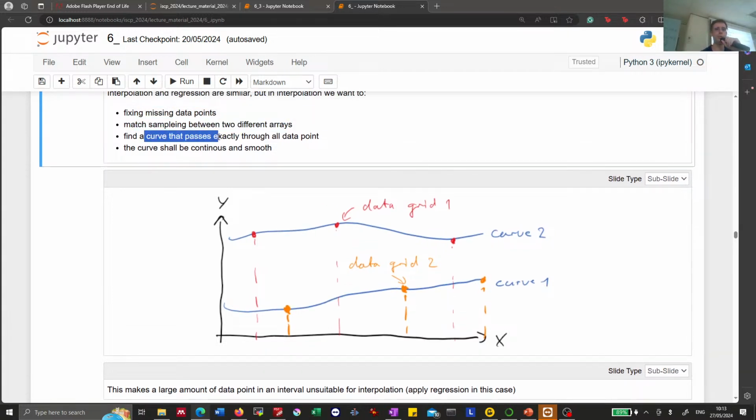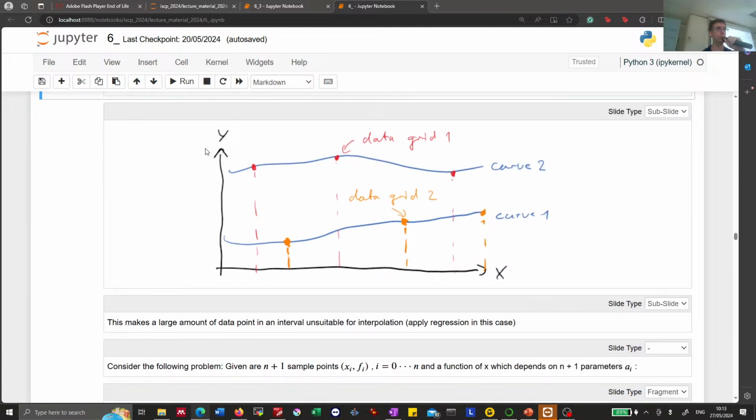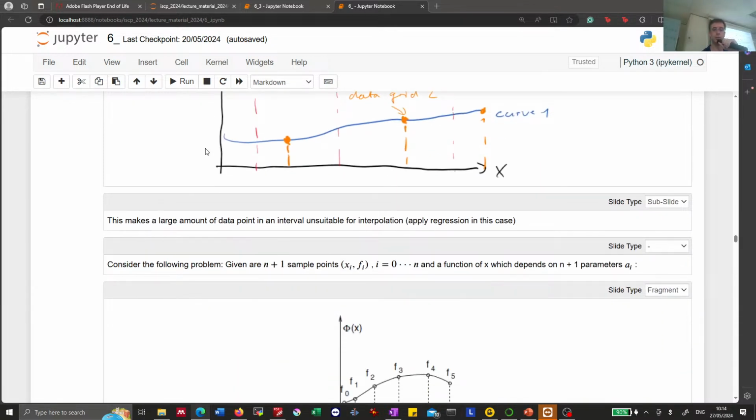Right, find a curve that passes exactly through all data points. And what we require also is a continuous and smooth function. Well, that being said, continuous and smooth we normally get with higher order interpolation techniques. With linear interpolation at the connecting points, we might not have a smooth function. Well, to fit a step function, for example, or interpolate, it also would be difficult. Or at least at the step.